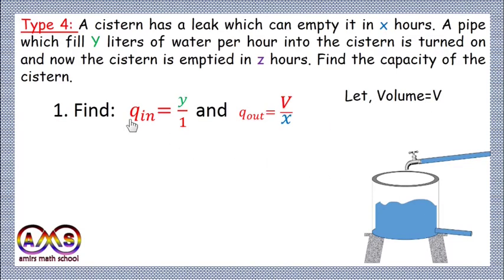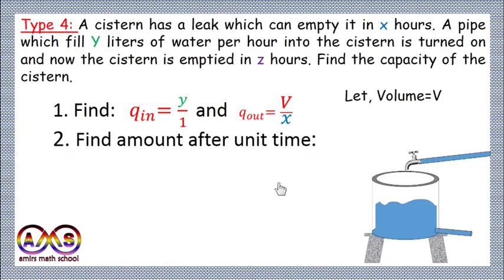Step number 1. Find Q in and Q out. Here, a pipe which fills Y liters of water per hour, that is Y liters in 1 hour. So Q in is Y divided by 1. And Q out, that is the rate of flow out: a leak can empty it in X hours. So the volume of the cistern, V divided by X, is the Q out for this leak. Number 2, find the amount after unit time, that is Q in minus Q out.